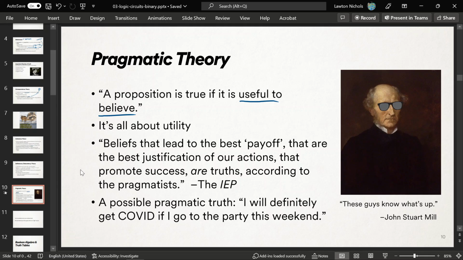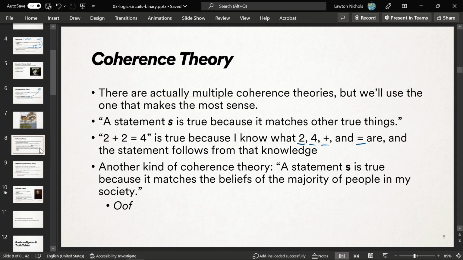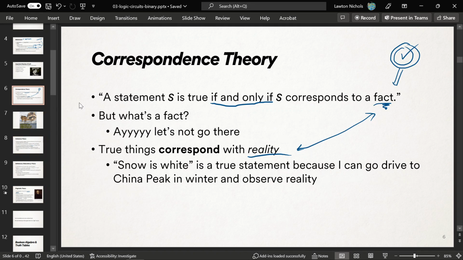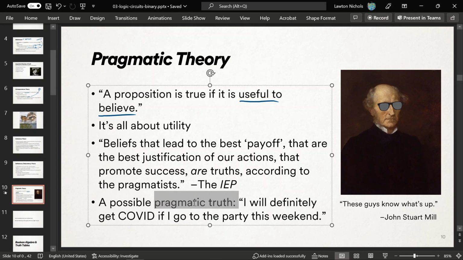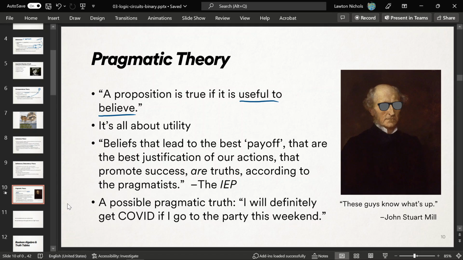So it's okay if it's definably false, like you go outside and somebody tells you snow is green. That could be true to somebody if that's useful for them to believe it. Maybe. That kind of goes against some of these other theories, right? So here's a possible pragmatic truth. This is my way of motivating it to you, perhaps.